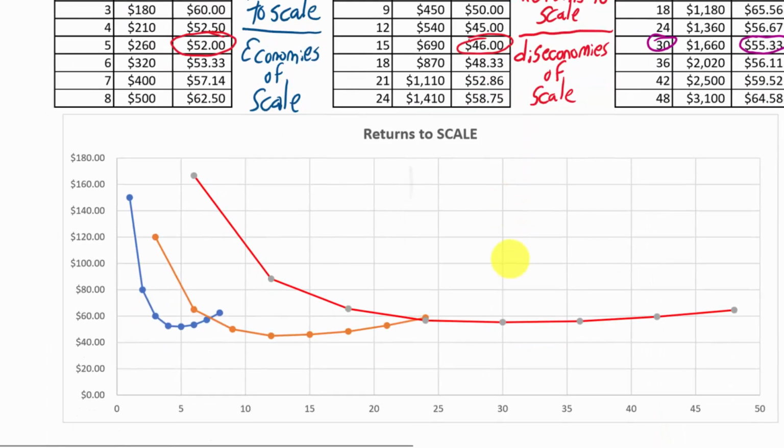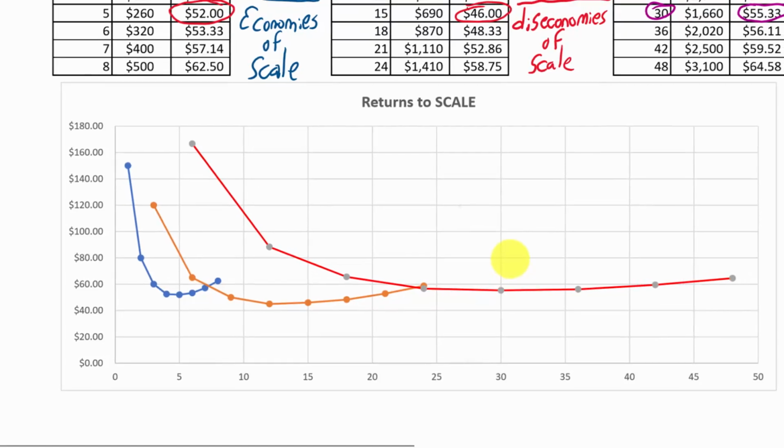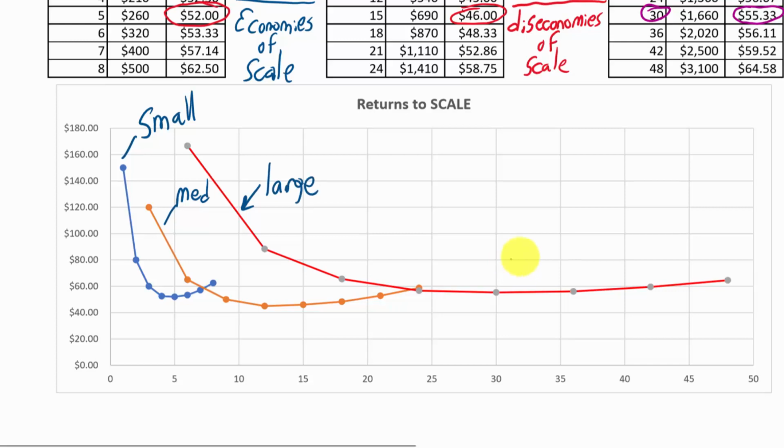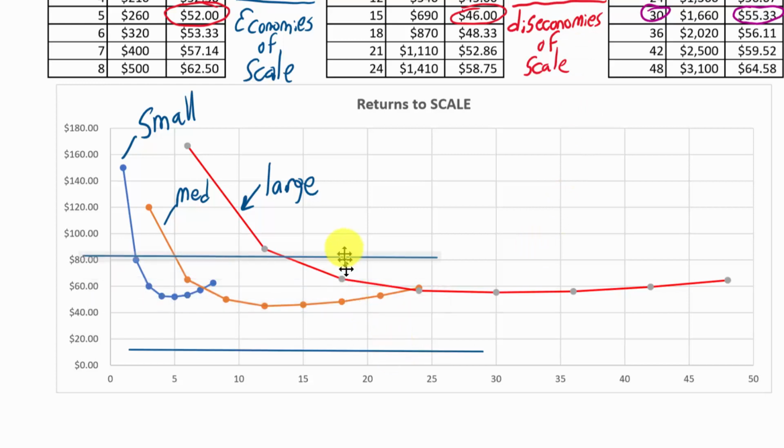What it looks like on a cost graph, here I have graphed the average total cost curves here for the small firm over here, and the medium and the large firm in red. And basically what we're looking for is what's the minimum average total cost there. So if we take a horizontal line and we look at where's the bottom of this curve for the small, we can just see on the graph that it looks like it's somewhere around $50. Of course, on the table up here, we see it's 52, right?